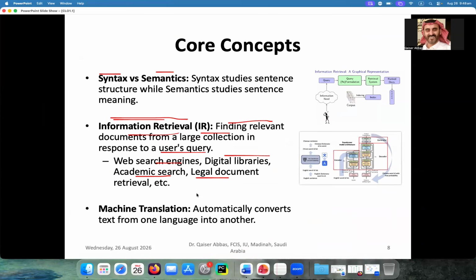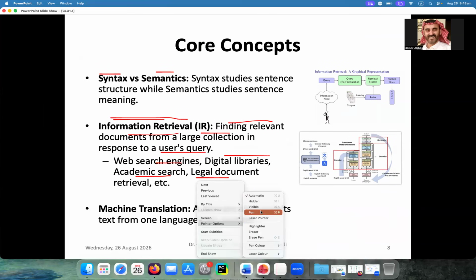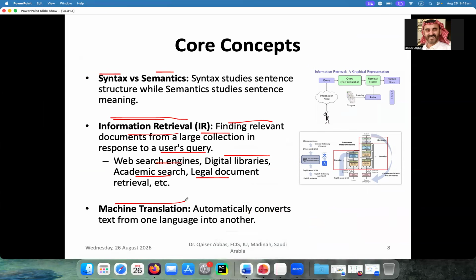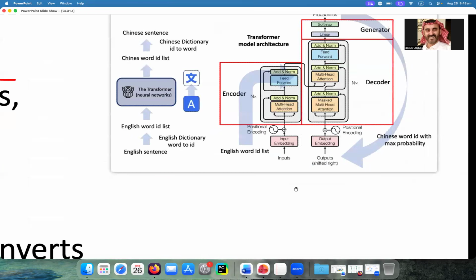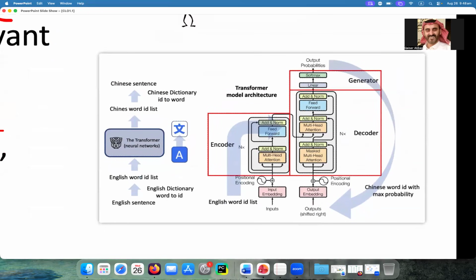Now, machine translation. Its name is easy. It is about how we can translate text from one language into another language. If you have some system, that will automatically convert that text into the other. This is the model. This picture is just giving you an idea. You cannot understand this picture in depth, but you can have an idea.